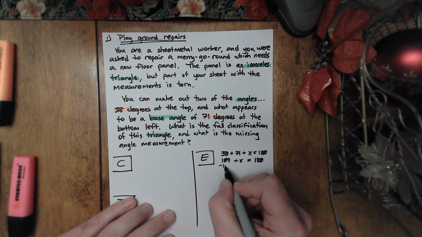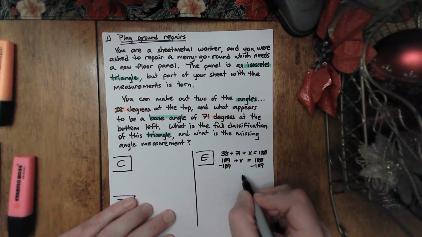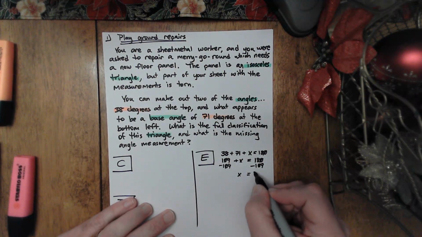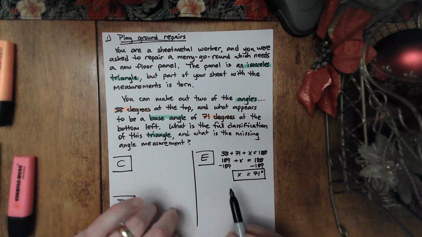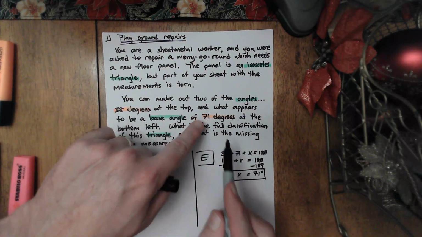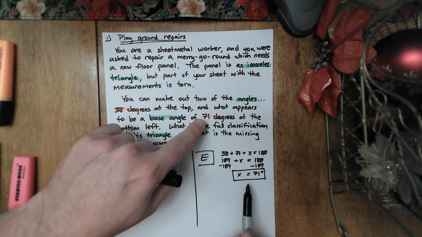And then when I subtract 109 from both sides, I end up with an answer of x equals 71. And that is the missing angle measurement. All right, and I can see 71, 71, because we have 2 matching angles. Yep, it's isosceles, so that backs that up as well.